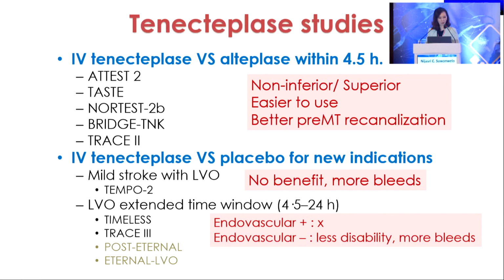So for tenecteplase, I think we have studies that show non-inferiority or probably superiority in treatment of acute stroke compared to the standard alteplase. It's easier to use and better in terms of pre-MT recanalization.